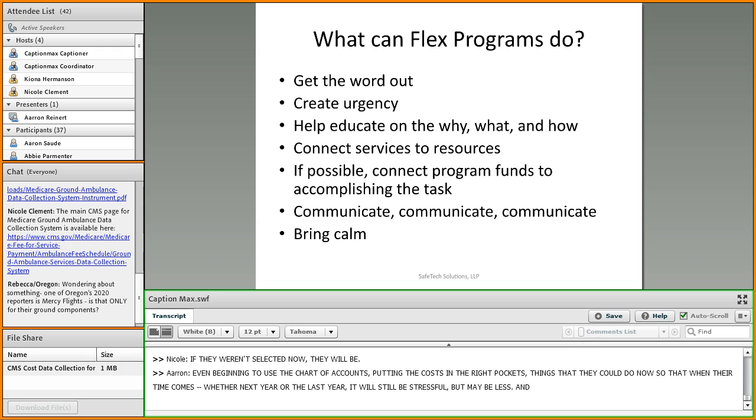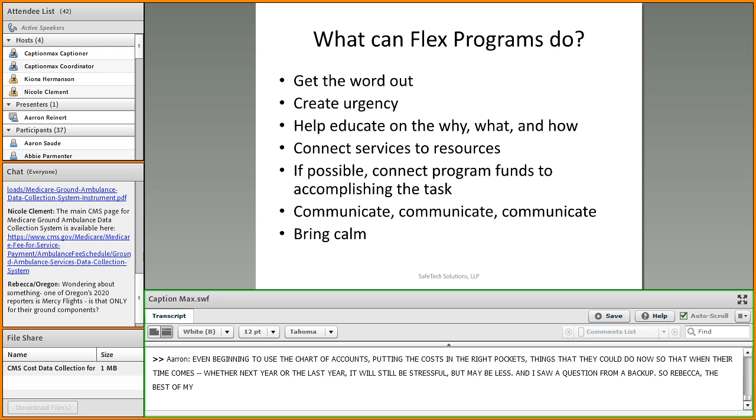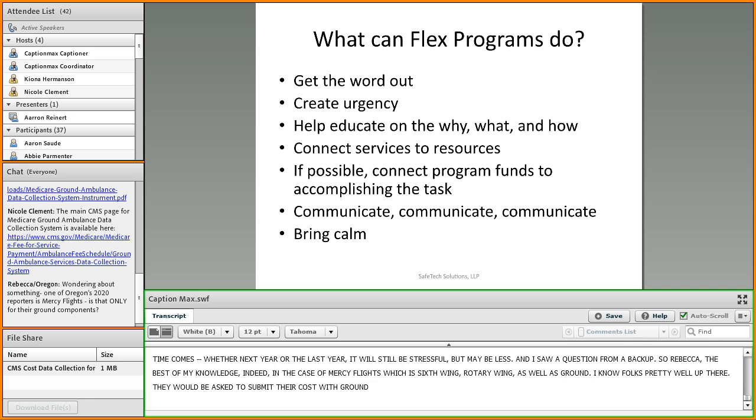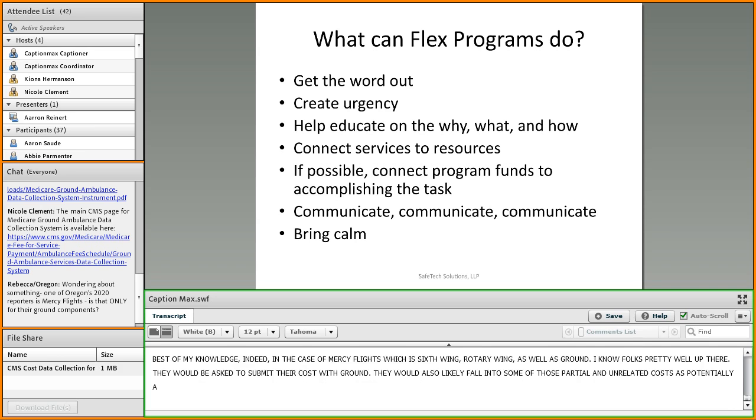Yeah, I completely agree. And Nicole, something you said triggered a thought in my mind as well. Certainly today we're thinking a lot about those that were selected. Is there a way that we could help encourage those that weren't to begin to engage now? Because if they weren't selected now, they will be. Exactly. Even beginning to use the chart of accounts, putting the costs in the right buckets, things that they could do now so that when their time comes, whether they're next year or the last year, it'll still be stressful, but maybe less.